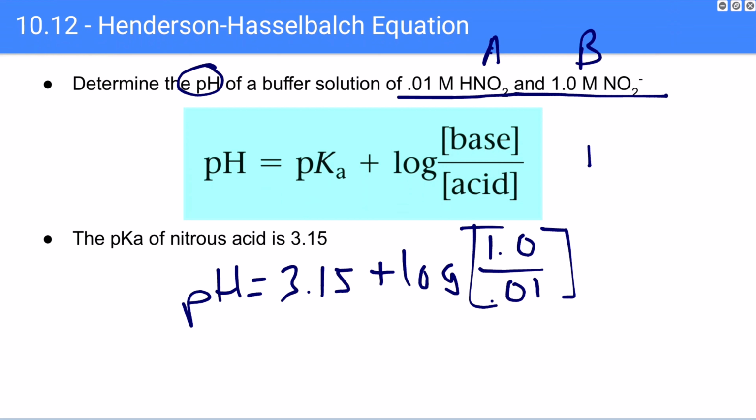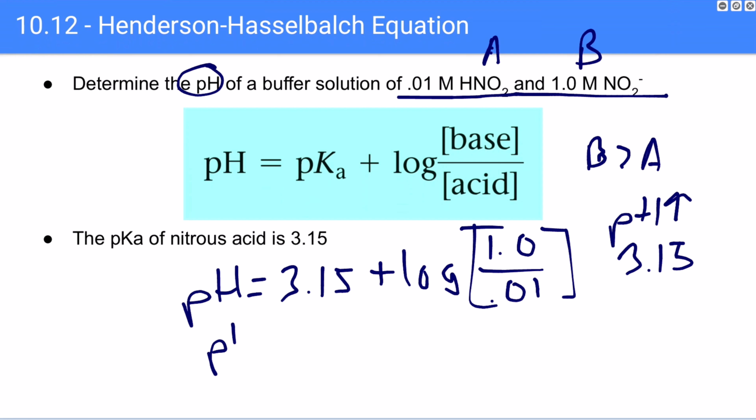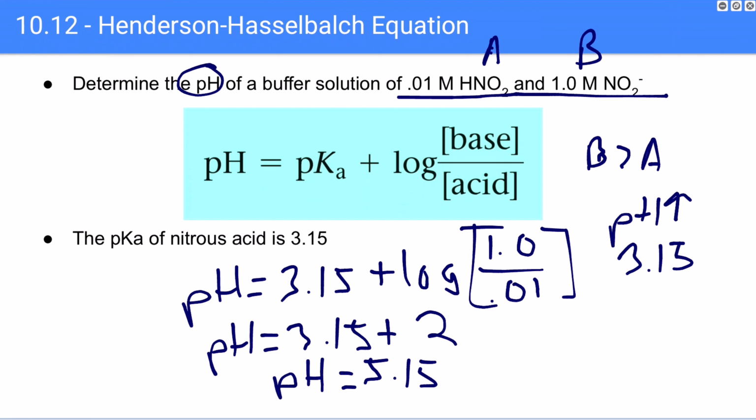Now, the base is in higher concentration than that of the acid, so the pH should be a little bit above 3.15, a little bit higher than the pKa that's listed here. So let's find out if that's true. So pH is going to equal 3.15. I'm going to simplify this just a little bit. So we'll take 1 divided by 0.01, and we'll take the log of that value, and what we get is 2. All right, so pH is 3.15 plus 2, so that is 5.15.